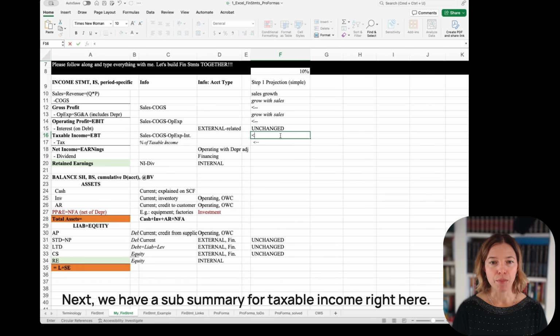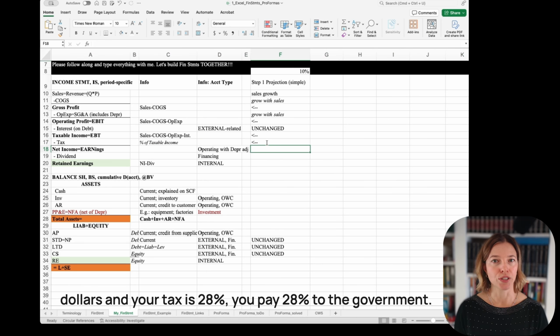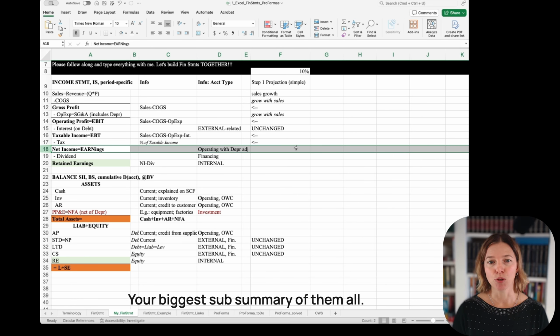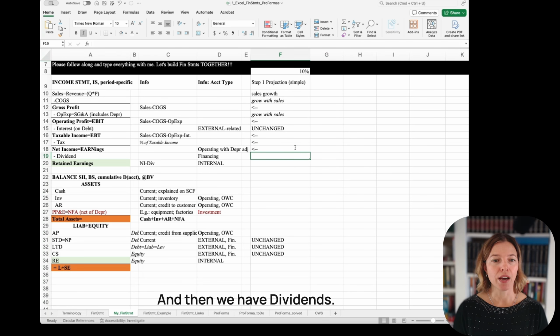Next, we have a sub-summary for taxable income right here. Tax is a percentage of taxable income. So if you make $100 and your tax is 28%, you pay 28% to the government. Net income, your biggest sub-summary of them all, also known as earnings. And then we have dividends.